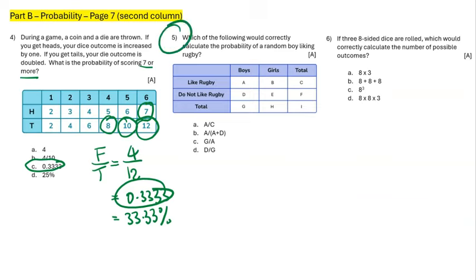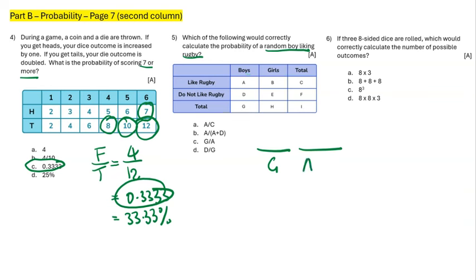So we're now up to question number 5. Which of the following would correctly be the probability of a random boy liking rugby? So this is going to be difficult. This isn't an Achieve question, just so you know. So we only care about boys in this group. And the boys relates to this column here. So the total here could be G, or I want to note, you could just add up the boys there.